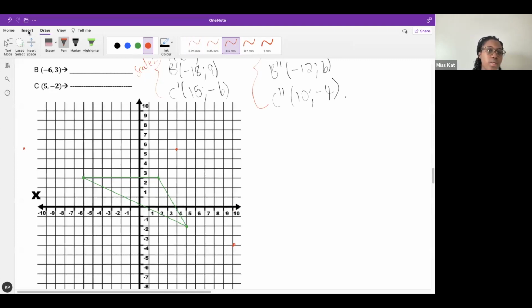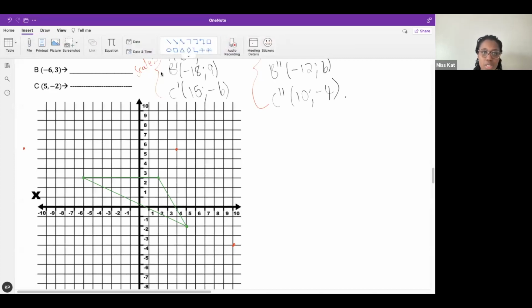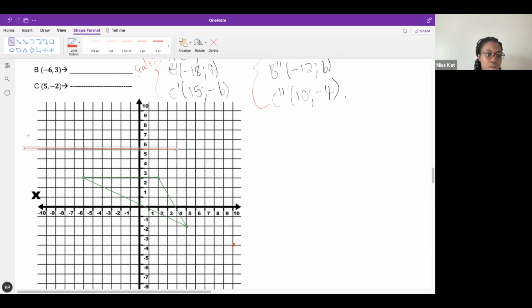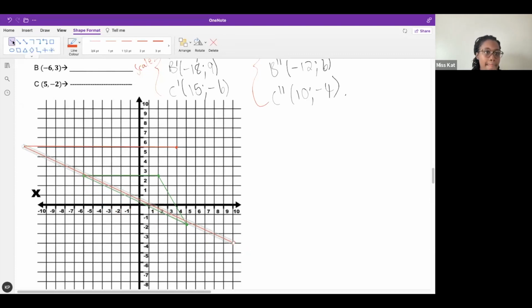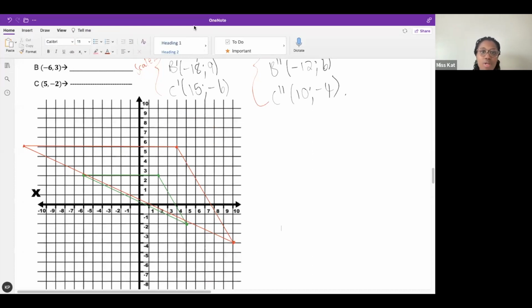Since we were doing an enlargement, we expect the triangle to be what? Bigger or smaller than the first one? There we go. Do we see that it's virtually the same triangle, just bigger? Do you see how we transform shapes now?